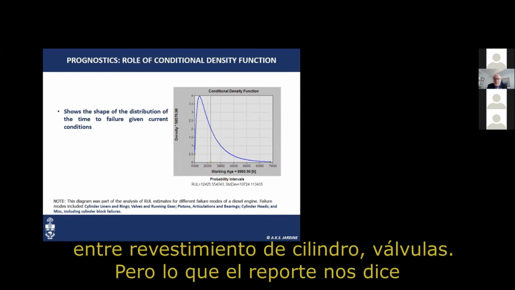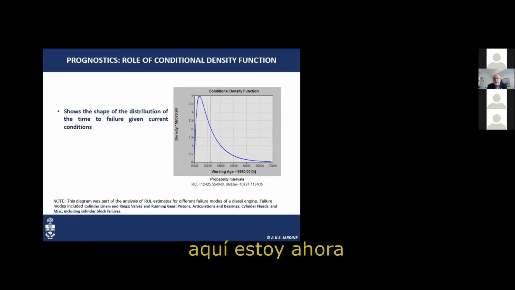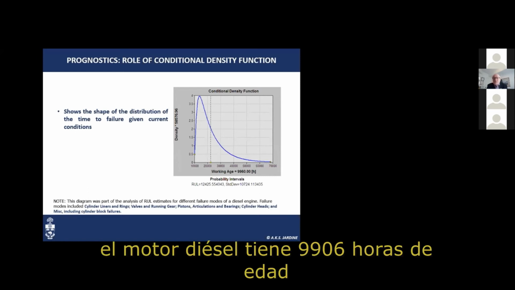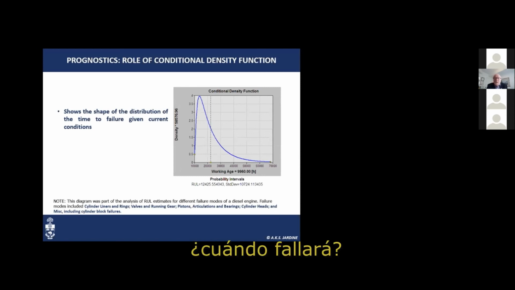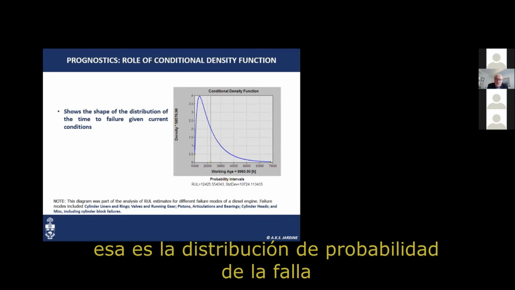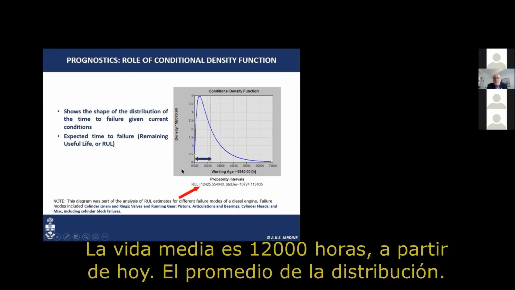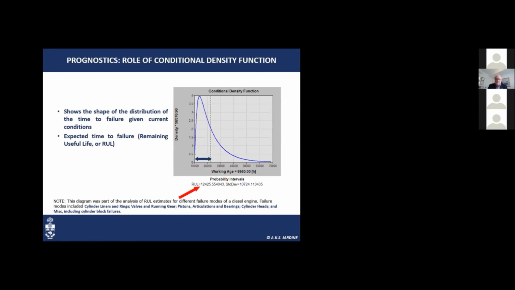But anyway, what it does say to us, here I am today, the diesel engine is 9,960 hours old. When is it going to fail? And that's the probability distribution of time to failure. So the mean life from today is 12,000 hours from today. That's the mean of the distribution.